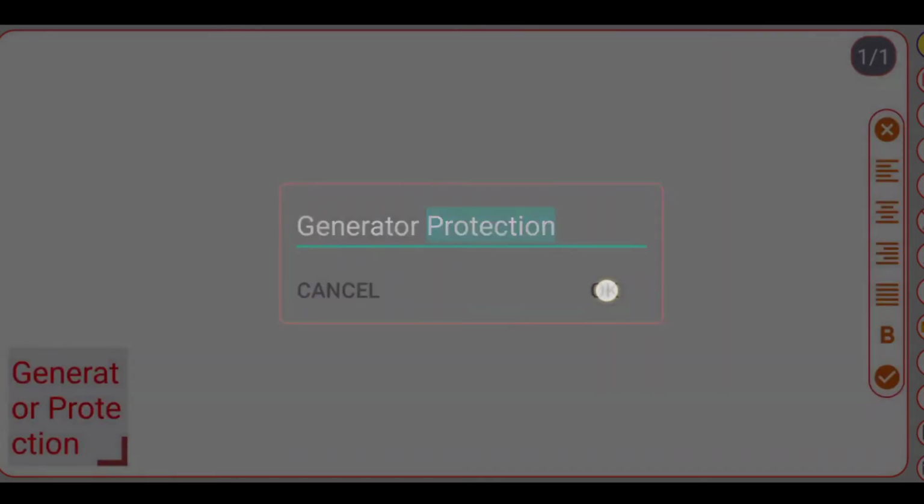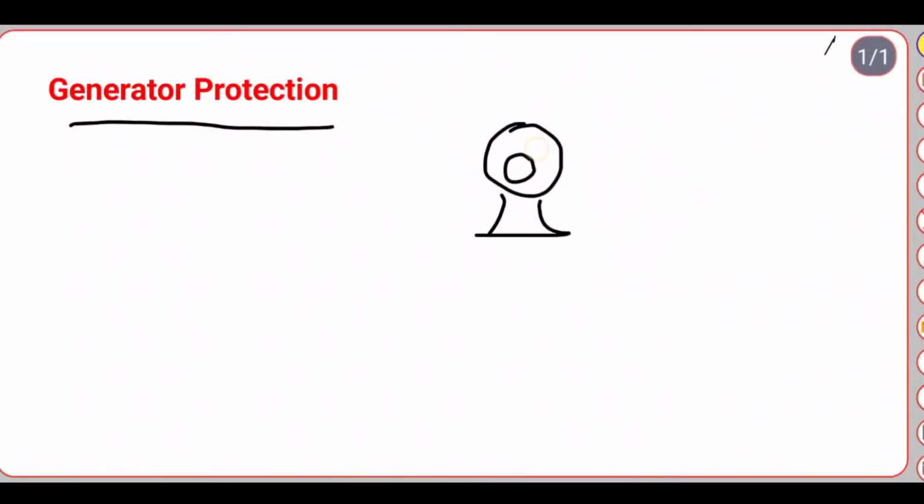In generator protection, there is a lot of difference between application and basic relays. The most serious fault on an alternator or generator requires immediate attention. As you know, a generator is an alternator in a power plant. What are the parts of an alternator? Already you studied this in Machines 3, the synchronous generator. The synchronous generator is an AC generator.